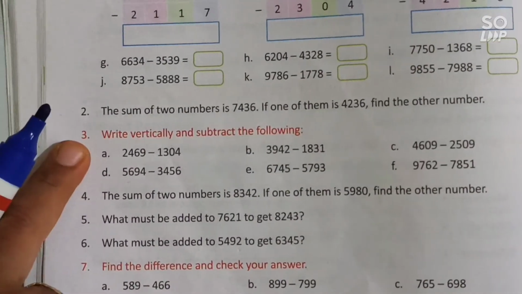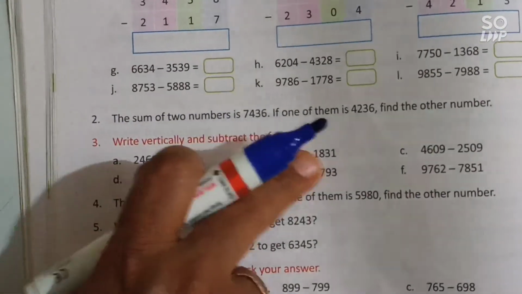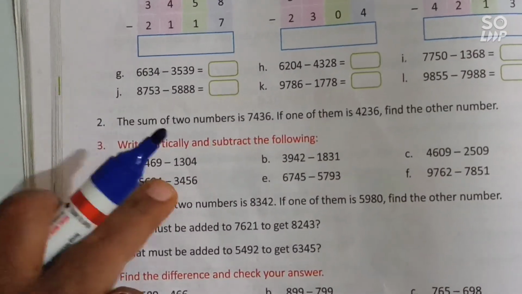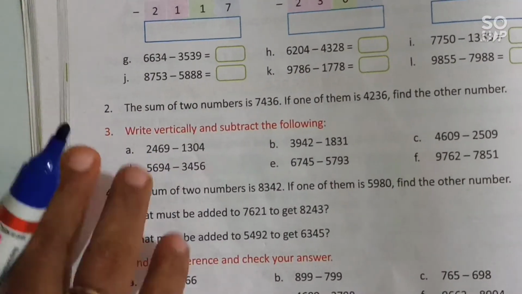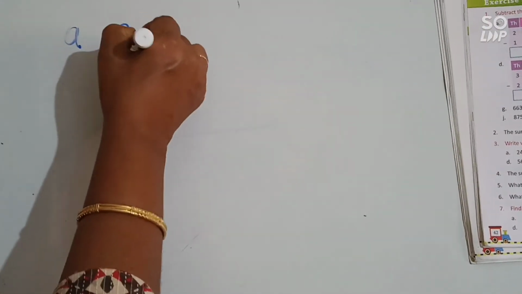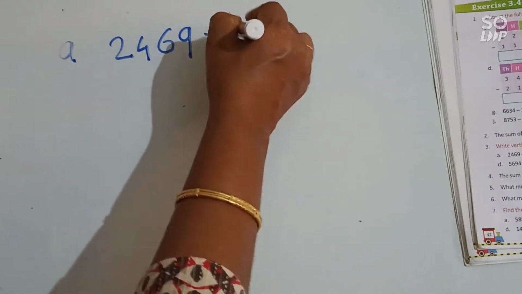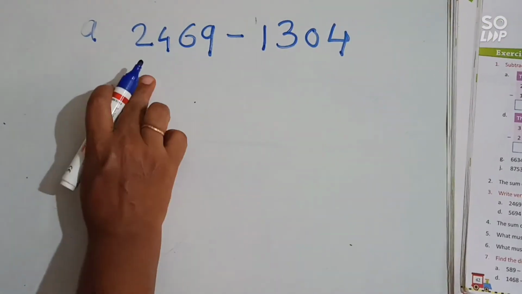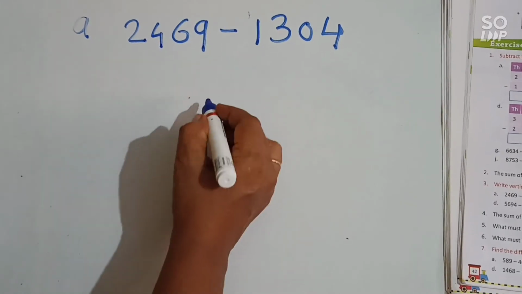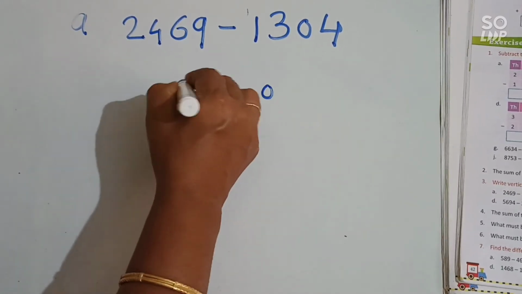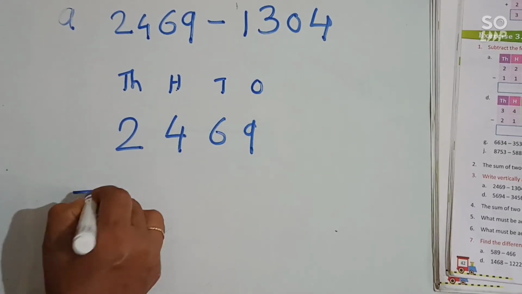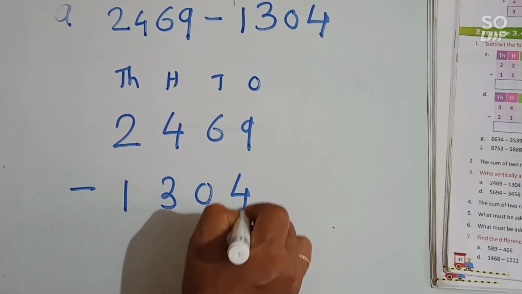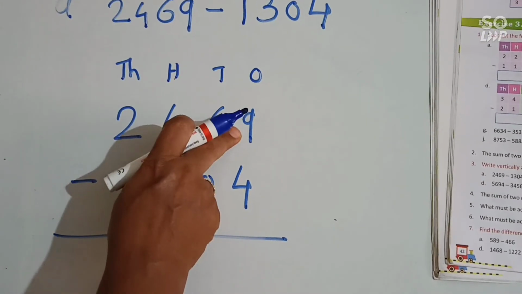Now question 3, write vertically and subtract the following. Here in this question, we have to write the examples vertically and then do the subtraction. Look here. A, 2469 minus 1304. First we have to write this in vertical position, ones, tens, hundreds, thousands. So 2469 minus 1304. Look here, ones place, 9 minus 4.